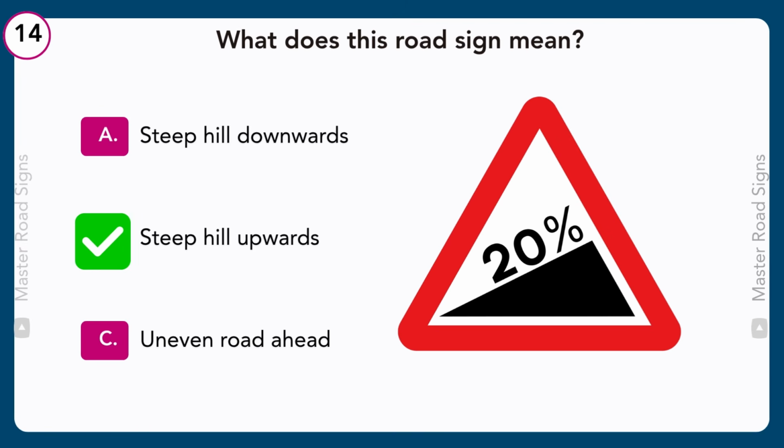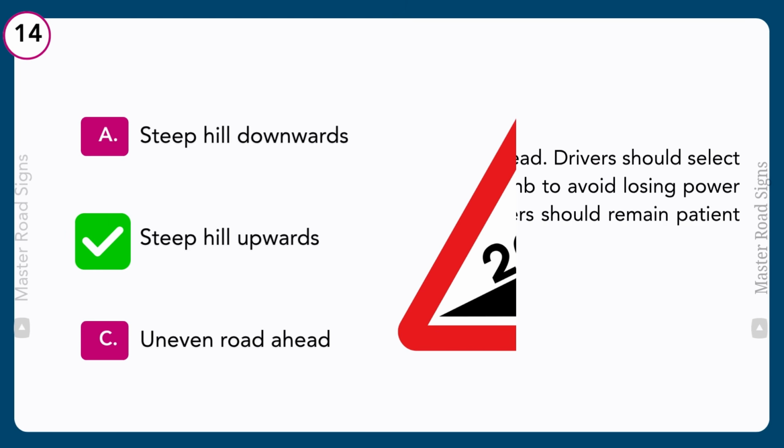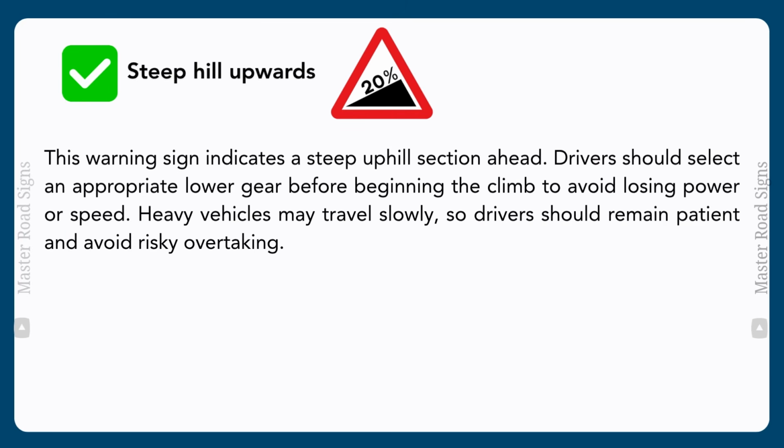Option B is correct, steep hill upwards. This warning sign indicates a steep uphill section ahead. Drivers should select an appropriate lower gear before beginning the climb to avoid losing power or speed. Heavy vehicles may travel slowly, so drivers should remain patient and avoid risky overtaking.